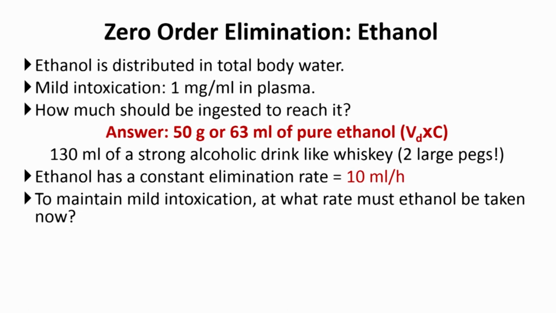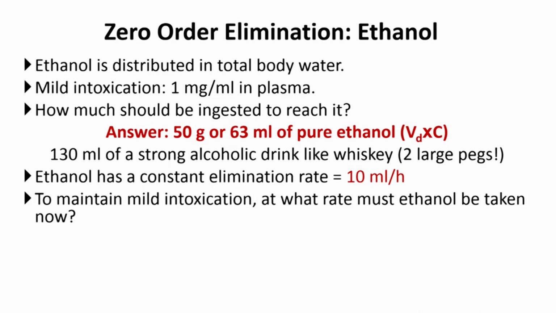Now, from the studies we know that ethanol has a constant elimination rate. As I said, zero order elimination rate of about 10 ml per hour. So regardless of the concentration of the ethanol present in your serum, it will get eliminated at a constant rate of 10 ml per hour. So how much should a person be drinking to be able to maintain a mild intoxication, which is at 1 mg per ml, if we know that this is the elimination rate?